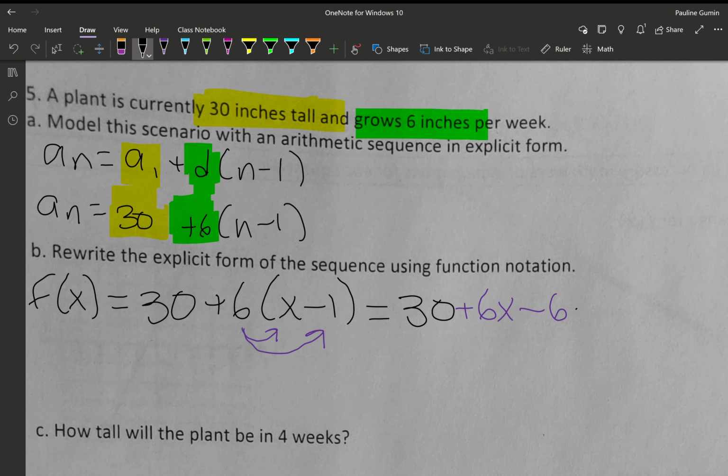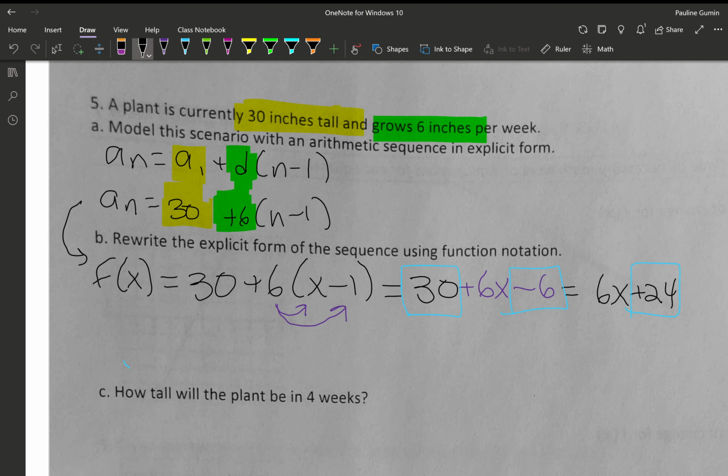I'm almost done. All I have left to do is combine some like terms, and I see 2 like terms, regular 30 and regular -6. So that means 6x stays all by itself, and 30 minus 6 is 24. So my function notation, f of x equals 6x plus 24.